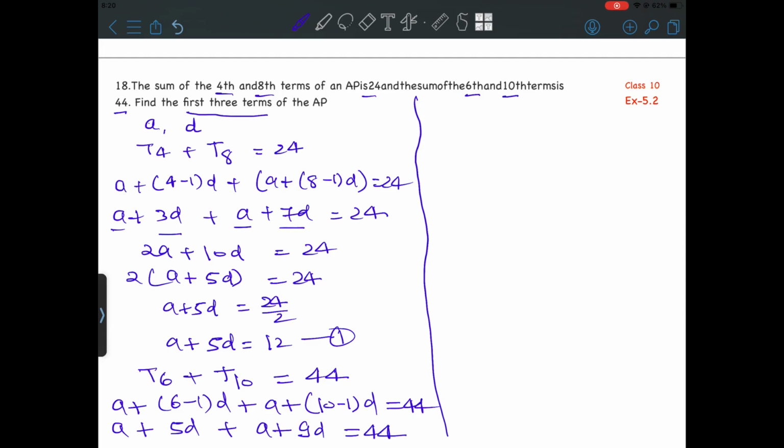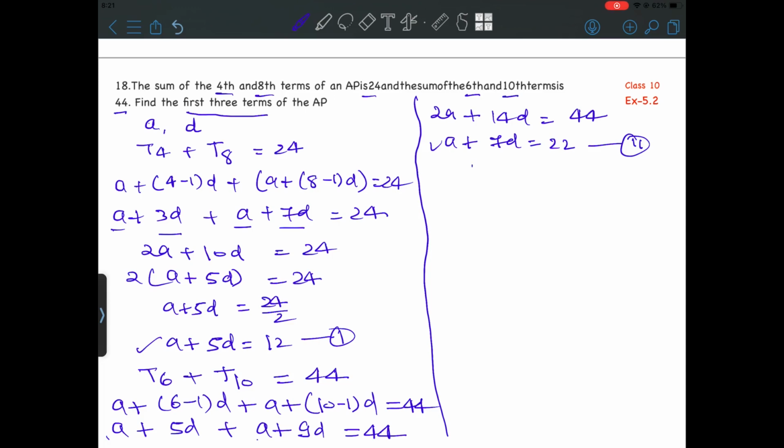So now you have got A plus A, that gives you 2A, then 9D plus 5D gives you 14D is equal to 44. Similarly, if you take 2 as a common, that gives you A plus 7D is equal to 22. So you have got the second equation. So you have got two equations and two unknowns, so we can solve this by the elimination method. So yes, let's solve that by the elimination method.